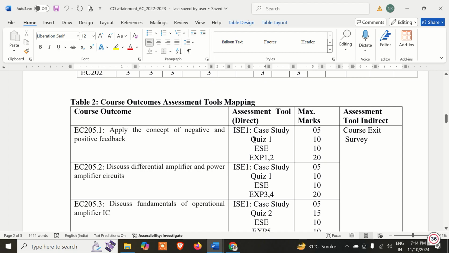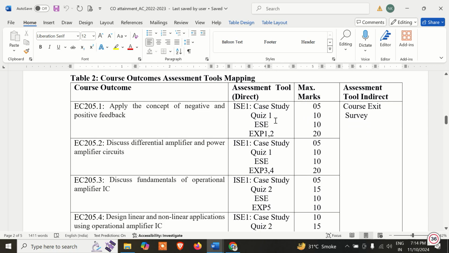Now, course outcomes assessment tools. Since you have 6 outcomes, you have 2 ways of doing the assessment. One is called direct assessment, the second is called indirect assessment. Direct assessment is always through your class tests like ISC, quizzes, presentations, demonstrations, and experiments. This happens through your various evaluation systems.